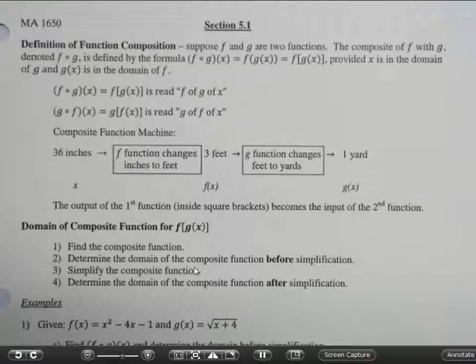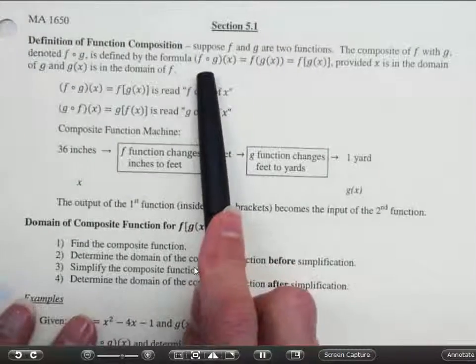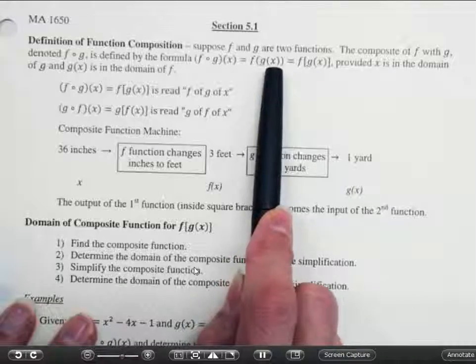And we're at section 5.1, the definition of function composition. Suppose f and g are two functions. The composite of f with g, denoted by that open circle between the f and the g, is defined by the formula f of g of x. We can rewrite that where we have f and then we put g of x inside of parentheses.